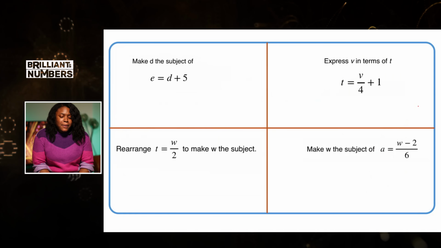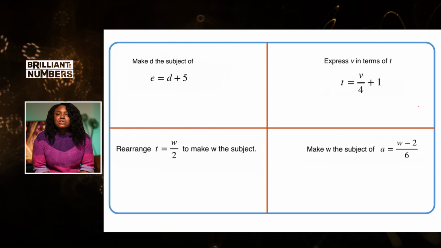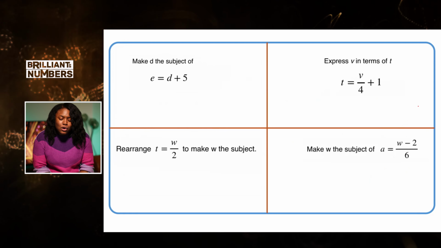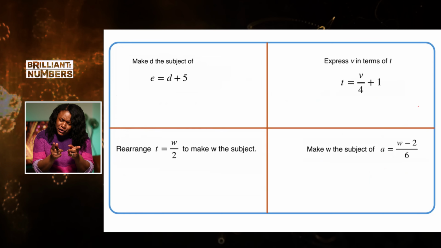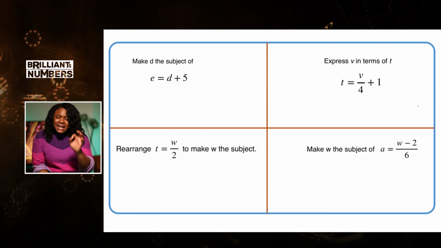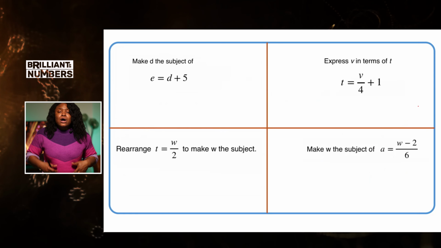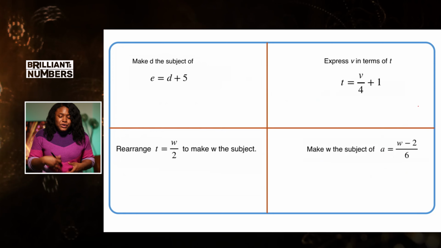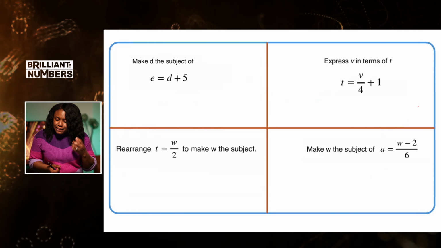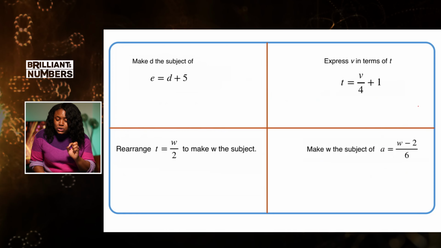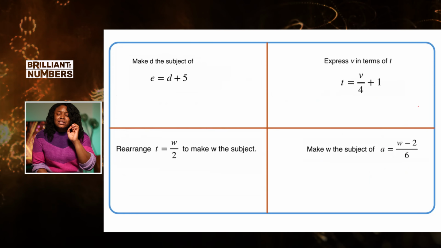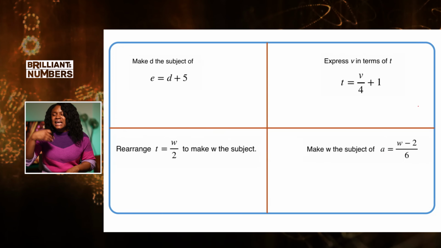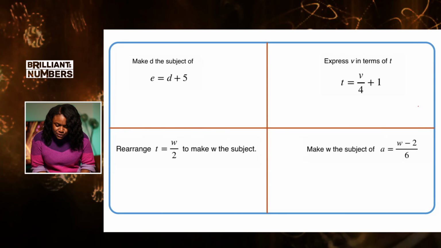Okay, so moving along. Now we go to make D the subject of this formula. So rearranging formulae, which lots of students find difficult. However, that's not going to be you, because we're going to do it in a clear, logical way. When we are rearranging formulae, it is very important, first of all, to note the operations we are given in the question, and also write down the inverse of those operations.